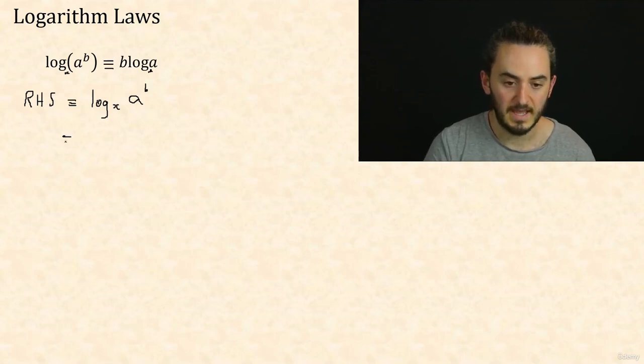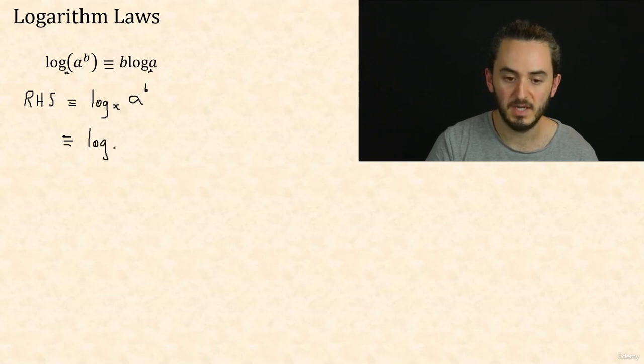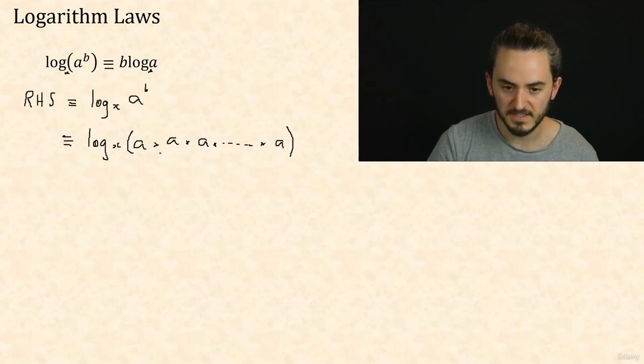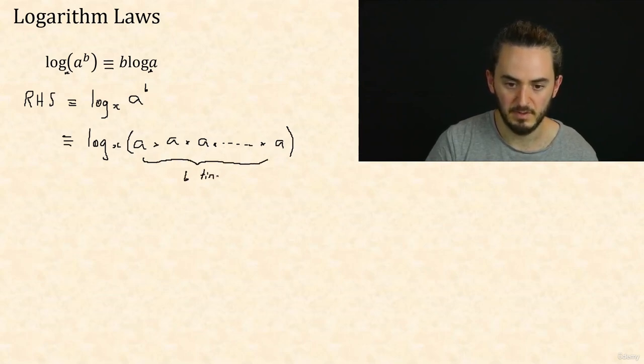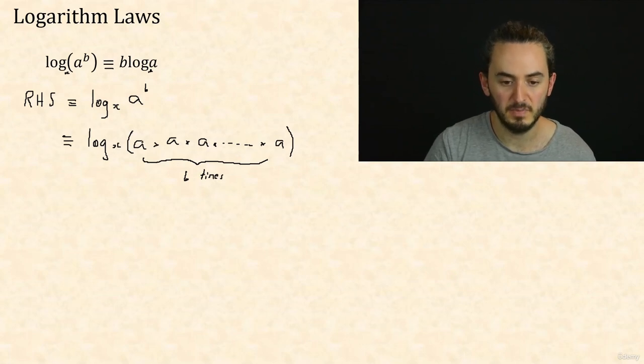Now, a to the power of b is a multiplied by itself b times. So that's a times a times a times potentially lots of a's here. And the idea is that there are b lots of these. So that a appears b times. You know, if it was a to the power of 9, there would be 9 a's there.